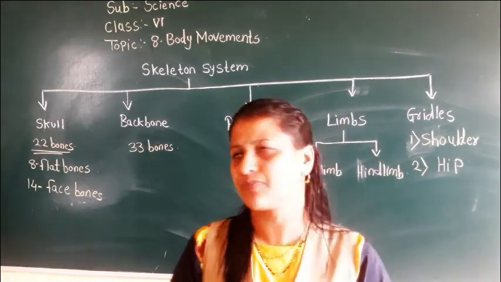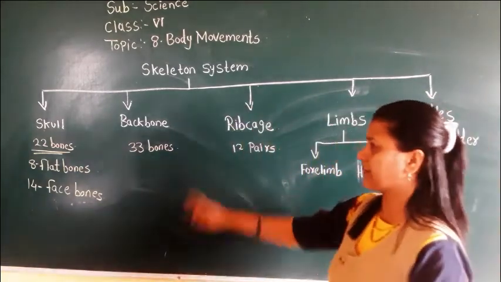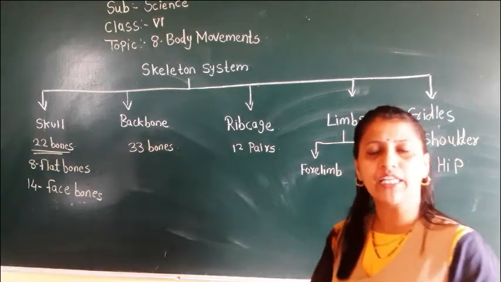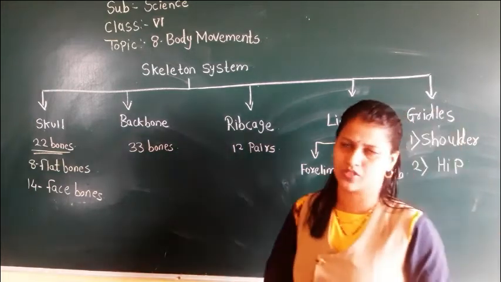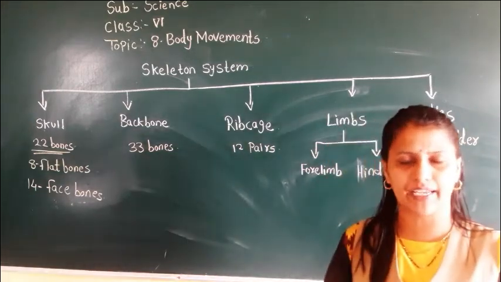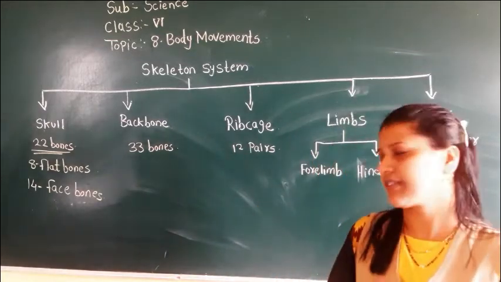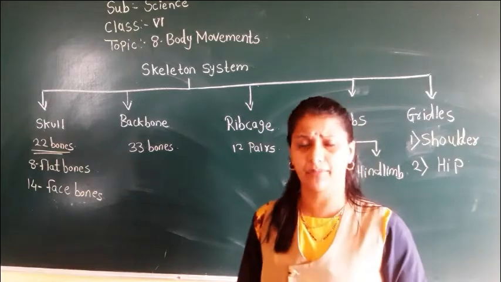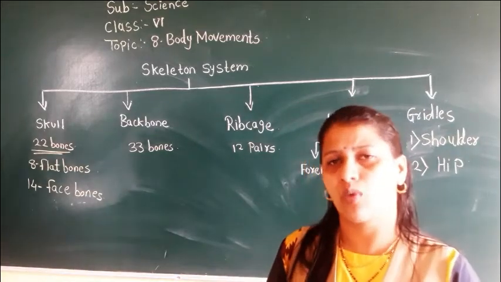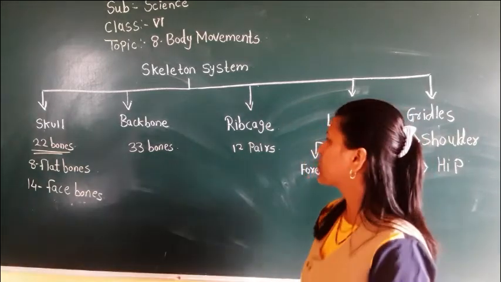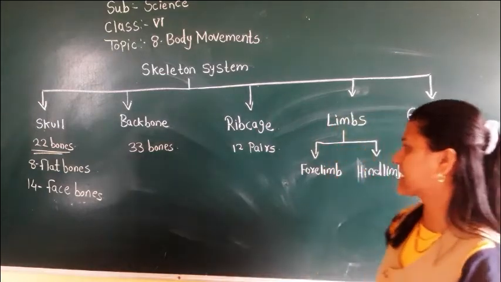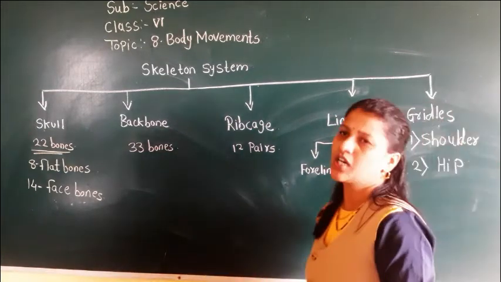Are you getting this? So in the backbone, there are a total of 33 small ring-shaped bones, and together they are called the vertebral column. So the next part of the skeletal system is the rib cage.